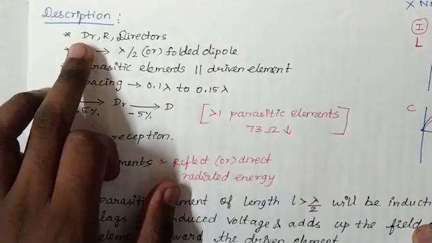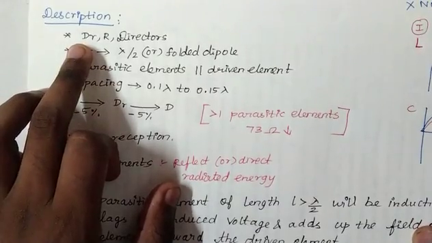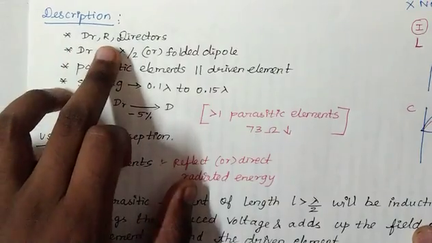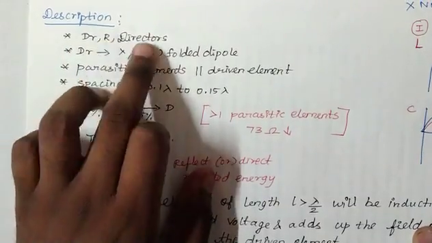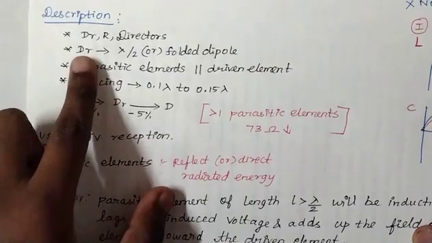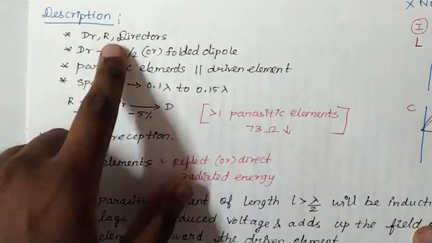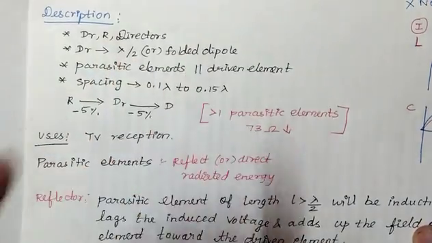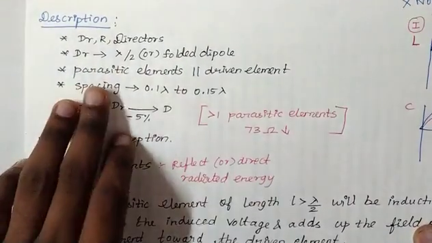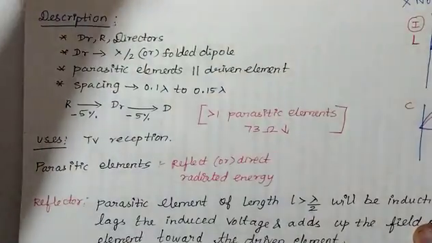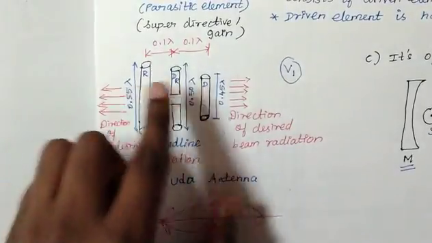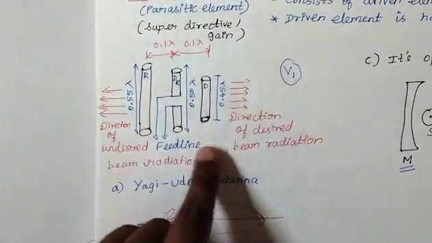So in the Yagi-Uda antenna we have a driven element, which is not a parasitic element, and reflectors and directors, these two are parasitic elements. The driven element, as we have seen, is either a half wave dipole or a folded dipole. Then the parasitic elements are parallel to the driven element. As we have seen here, these two are parasitic elements which are parallel to the driven element.